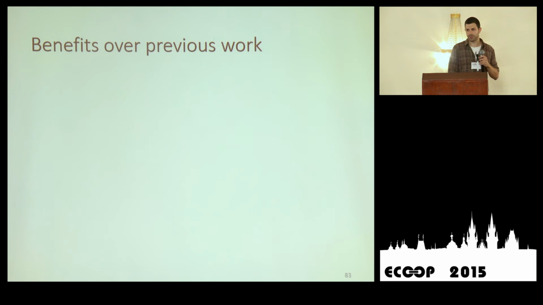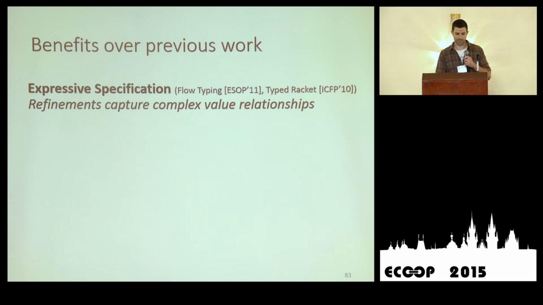So this concludes the description of the approach, and I just want to go over some of the benefits over previous work, since there has been quite a lot of work in this area of typing for scripting languages. In particular, one benefit is that we can have very expressive specifications due to the use of complex value relationships in the refinement logic that we use. This is to be compared to techniques like occurrence typing, such as in Flow typing and Typed Racket that we've seen earlier, where they were more restricted to a fixed set of type tests.